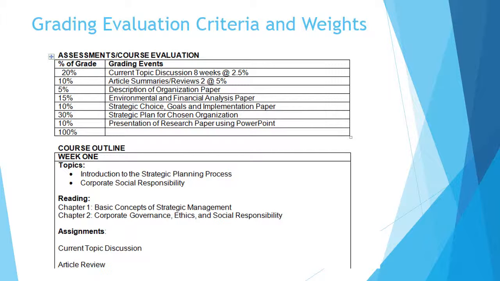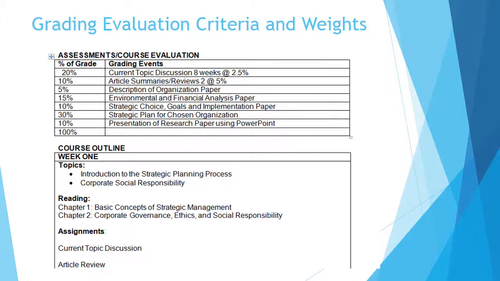Over the entire 8-week period, it starts to add up, so if you've got 100% on all the discussion posts, that would be 20% of your grade at 100%. There are going to be 2 article reviews, and the first one comes up in the first week's assignment. Each article review is worth 5%, so both of them together will be 10%.